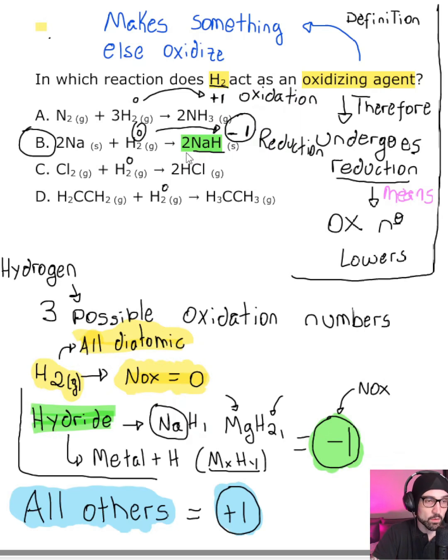In HCl, it's +1, and in a hydrocarbon, an alkane in this case, it's also +1. Therefore, the only alternative in which H2 is actually reducing, decreasing its oxidation number, is B, because NaH is a hydride, and in hydrides, the oxidation number of hydrogen is -1.